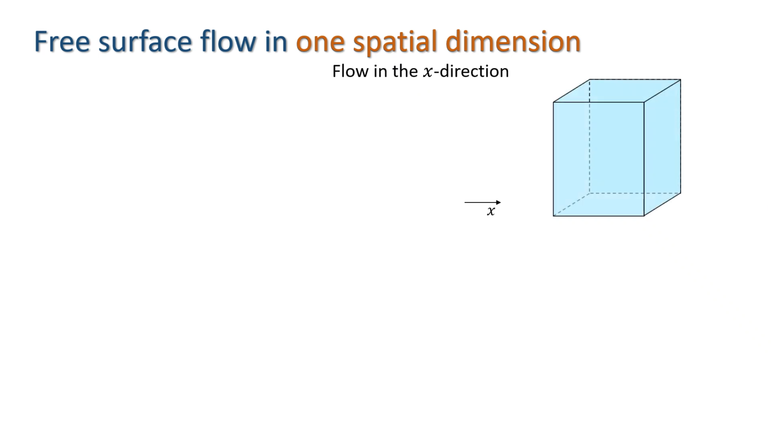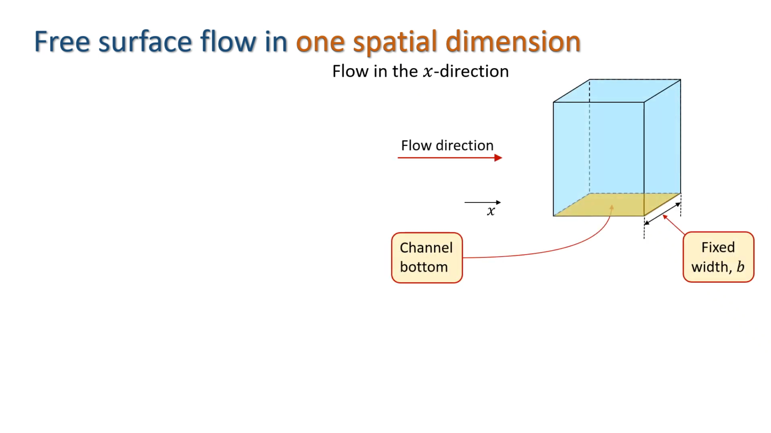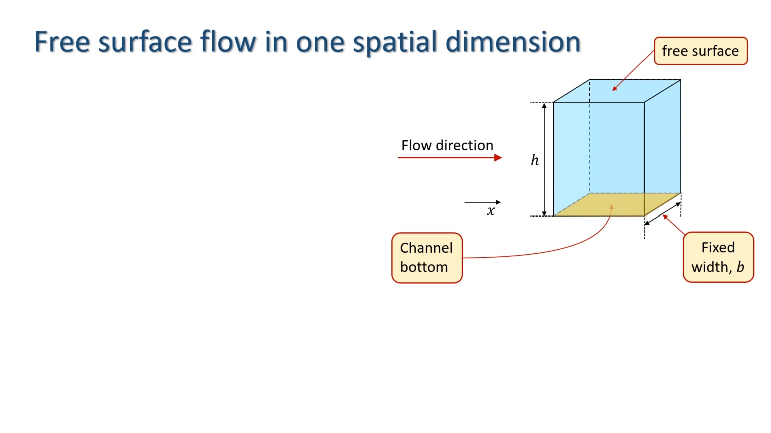So, we'll use a control volume of fixed width b and the channel bottom as its base, and the free surface of the water as its top. Now, because we're only working in one dimension, we only have a single value of depth at any position on the x-axis. That is, we assume implicitly that the depth of the fluid doesn't vary across the width. We denote the depth as h, and for the purposes of our derivation, we'll assume that the control volume is of infinitesimal length dx.